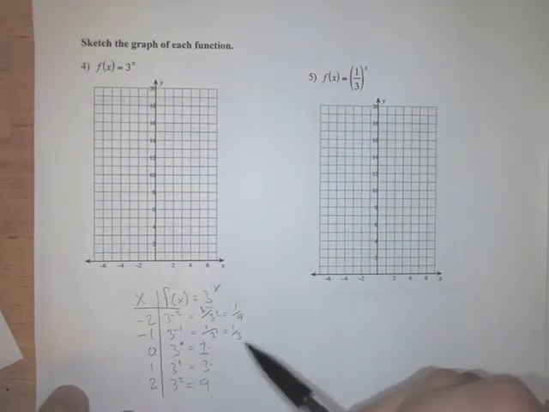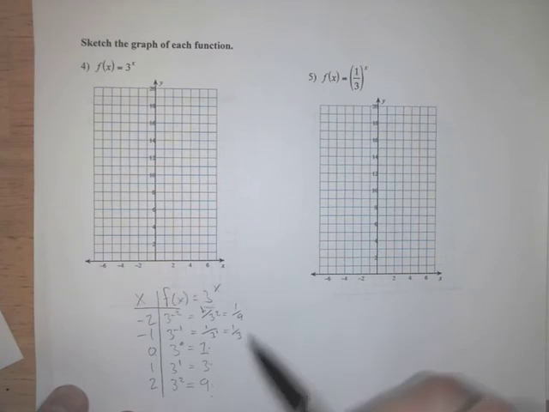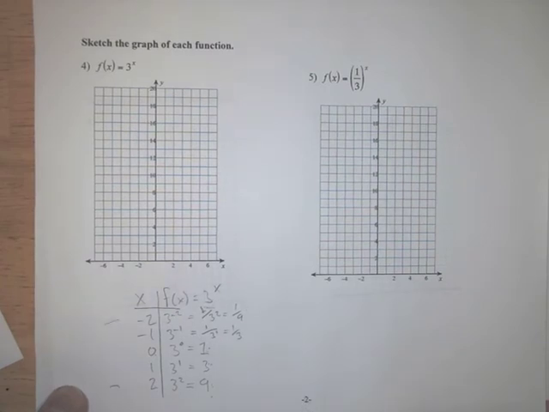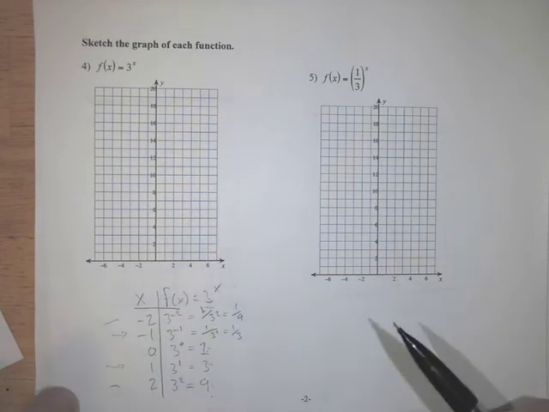Okay, so notice the pattern, right? 1, 3, 9. 1, 1/3, 1/9. They're almost reciprocals of each other, right? And these guys right here are reciprocals of each other as well. 3 and 1/3, 9 and 1/9. So the next one is 27 over here, 1/27 over here, and so on.